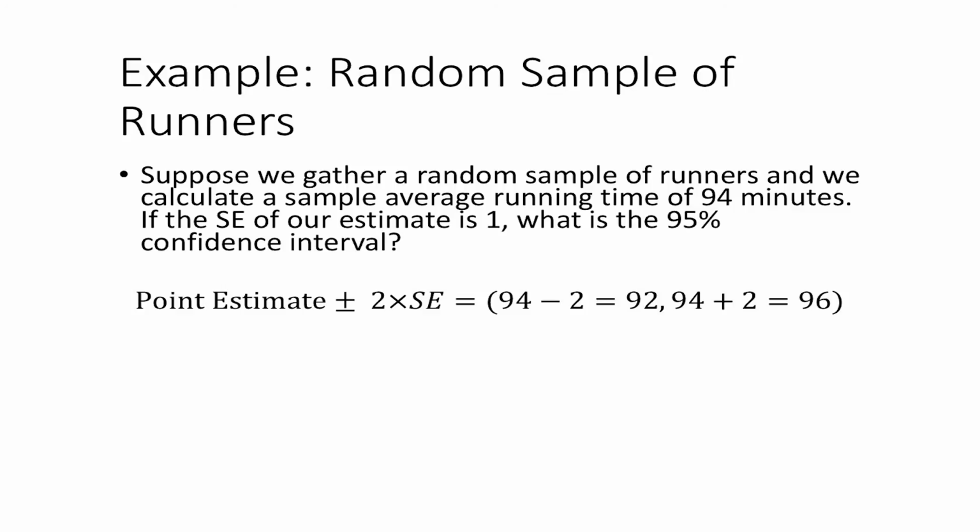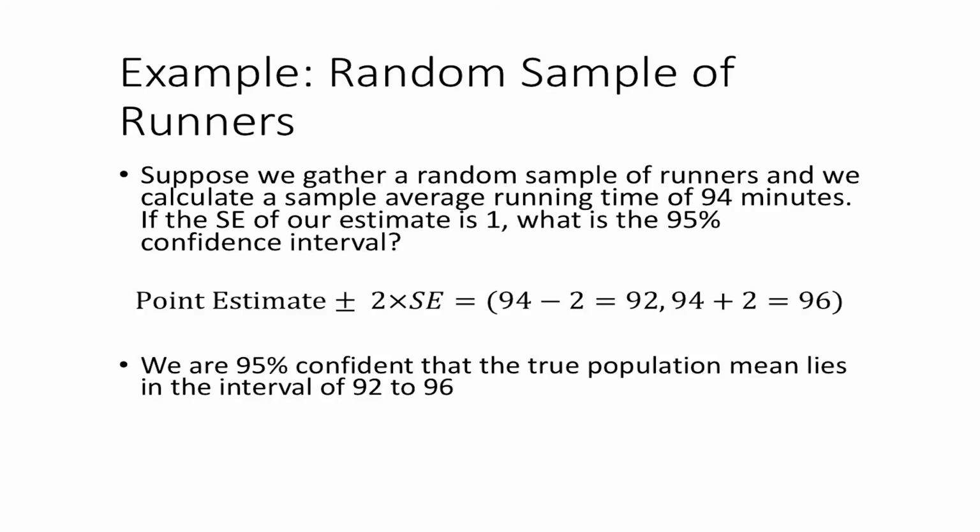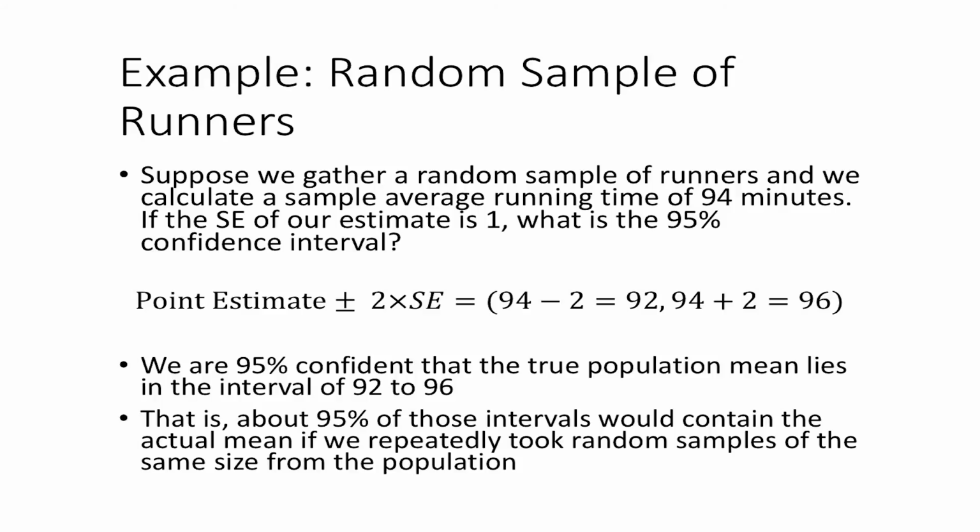Well, the 95% confidence interval is just going to be the point estimate plus or minus 2 times the standard error. Here we're given the value of the standard error, which is sigma divided by the square root of n, and that value is 1. So we just take our point estimate 94, we subtract 2, and we add 2. So we get this interval estimate of 92 to 96. So we're 95% confident that the true population mean lies in this interval of 92 to 96.